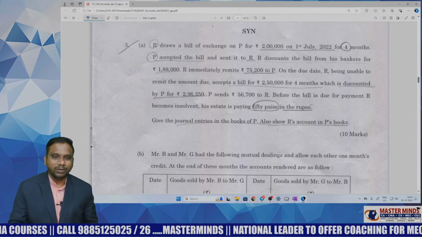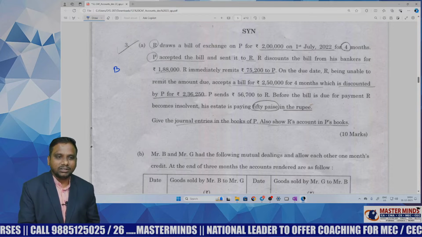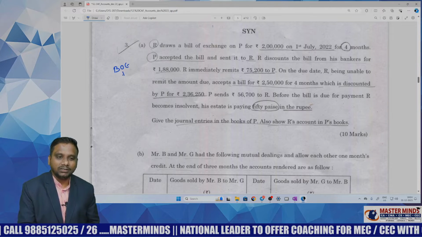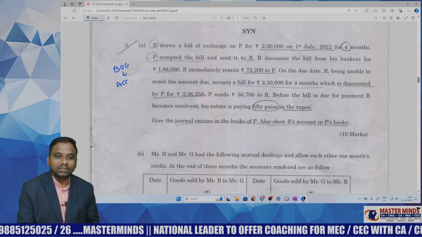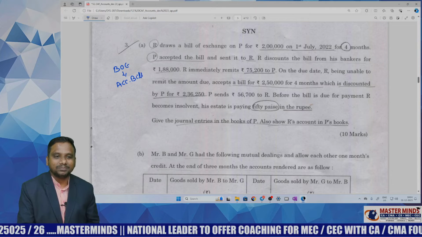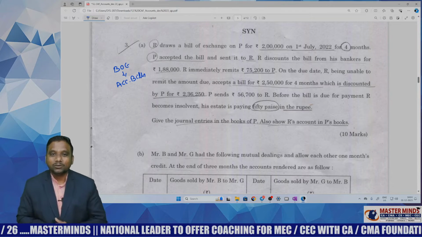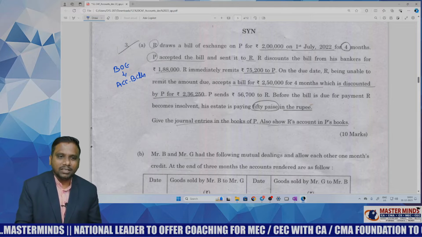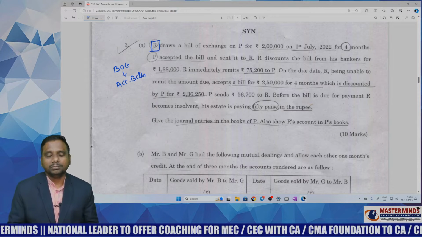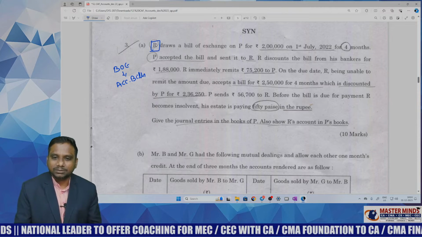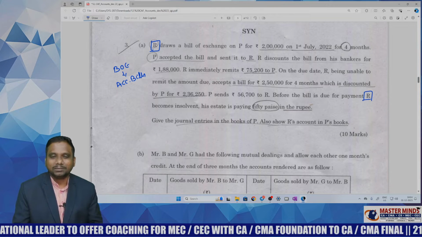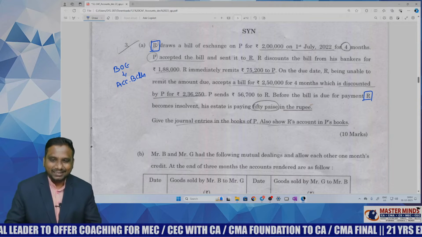exchange. Bills of exchange. Third question, 3A is bills of exchange, students. These are accommodation bills. Accommodation bill questions, students. Obviously, the person who draws the bill becomes insolvent. This is accommodation bills, na? Yes.